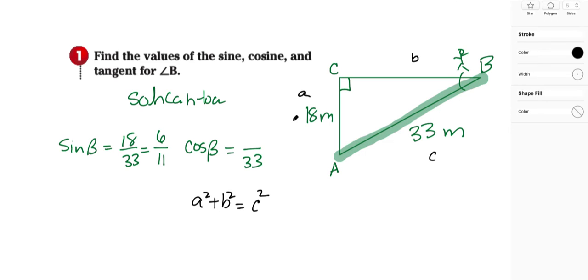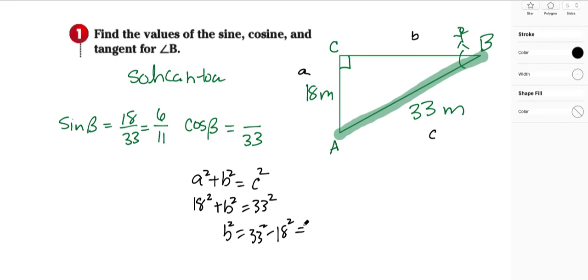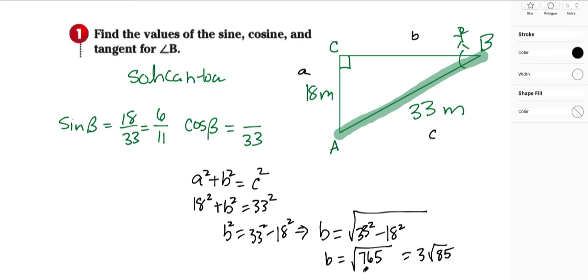All right, so then a squared, in this case, is 18 squared plus b squared, which we're not sure of, is equal to 33 squared. So I know that b squared is going to be equal to 33 squared minus 18 squared. And then to find b, I'm going to just take the square root of all of that. So to find side b, I'm going to take the square root of 33 squared minus 18 squared, which gives me the square root of 765, and then we can simplify that to the exact answer of the square root of 3 times the square root of 85.